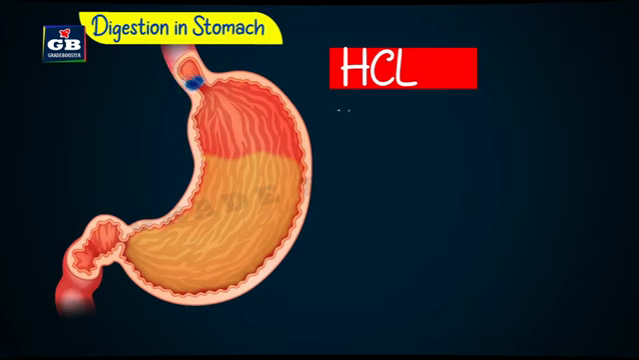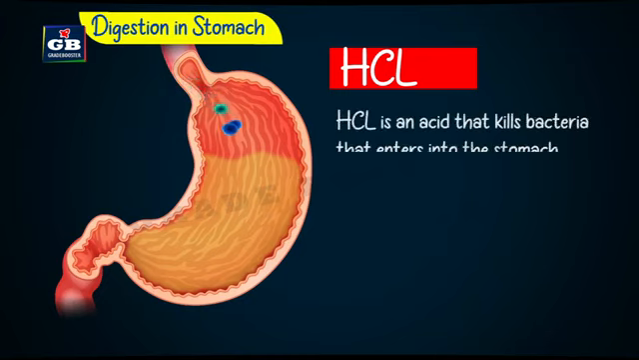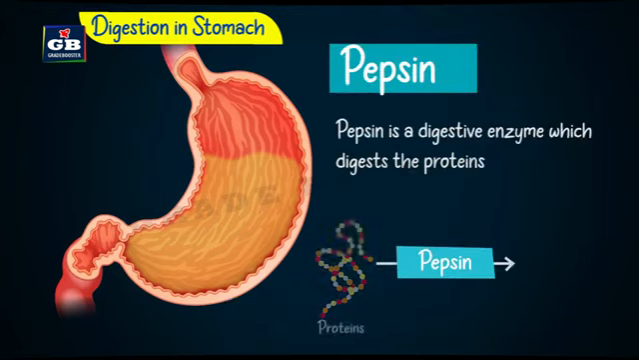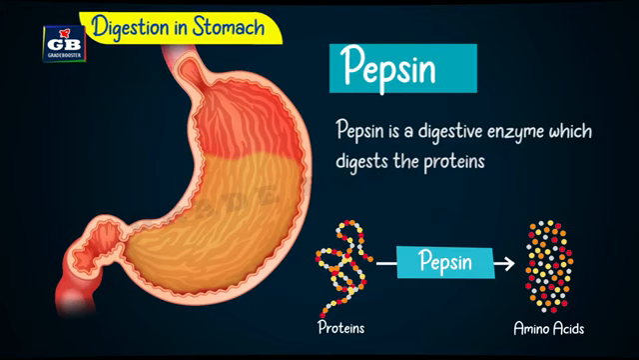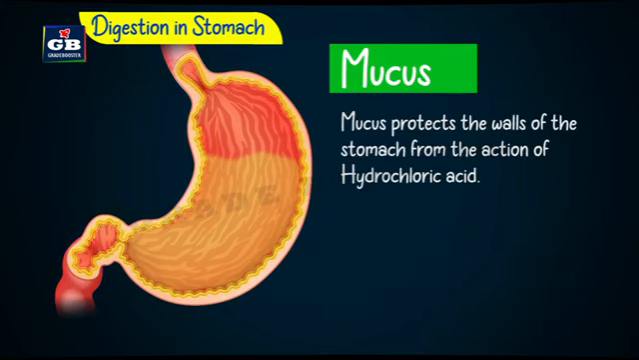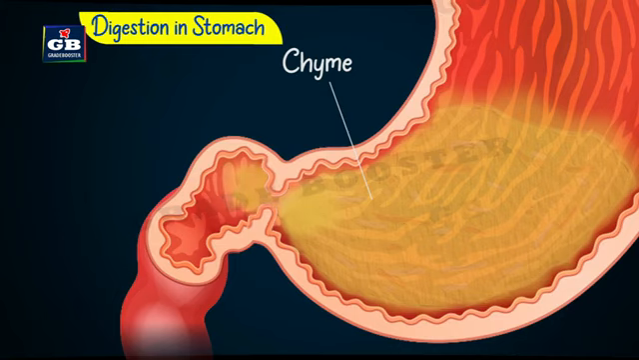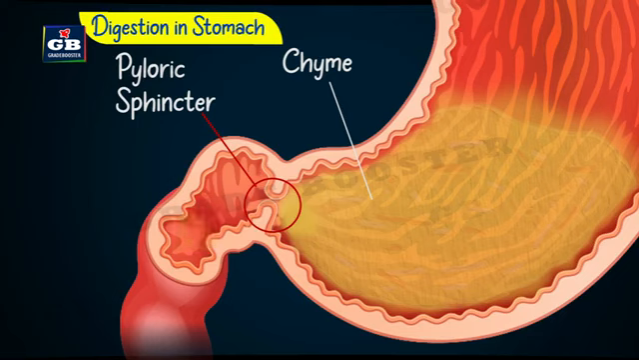HCl, that is hydrochloric acid, is an acid that kills the bacteria that enter the stomach along with food. HCl also makes the pH of the stomach acidic because proteins need an acidic medium for digestion. Pepsin is a digestive enzyme which digests proteins. Mucus protects the walls of the stomach from the action of hydrochloric acid. The food that is partly digested in the stomach turns into a semi-solid paste called chyme. This chyme is released into the small intestine part by part by a sphincter muscle called the pyloric sphincter.